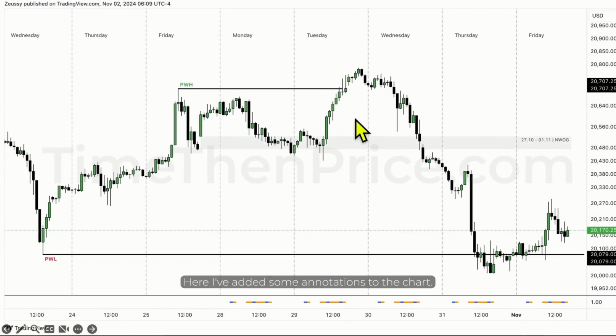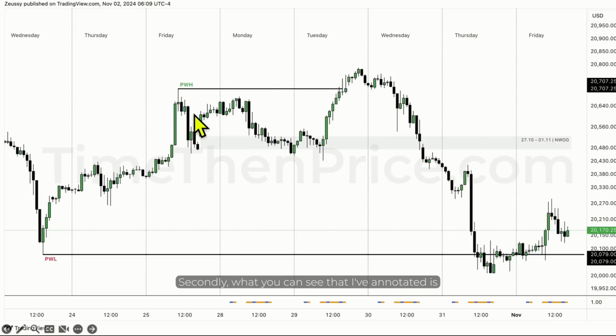Here I've added some annotations to the chart. As you can see, I have annotated the previous week's high right here and the previous week's low. Below the previous week's low, sell side liquidity is resting, and above the previous week's high, buy side liquidity is resting. The reason why I'm paying attention to this high and low is because when a new week opens up, the first two reference points that I have are the previous week's high and the previous week's low.